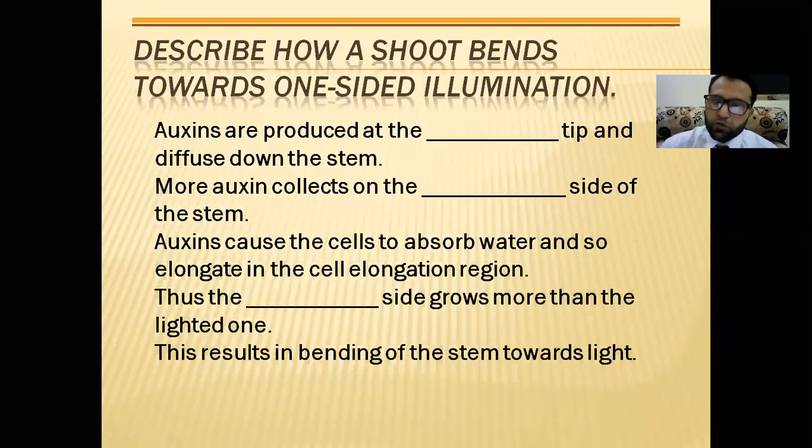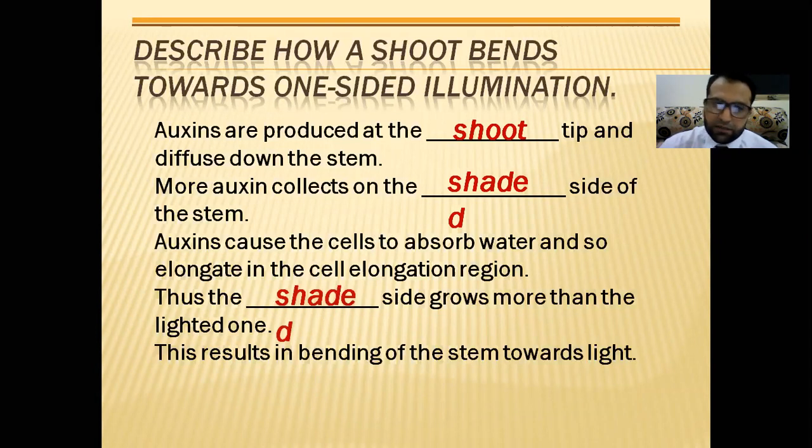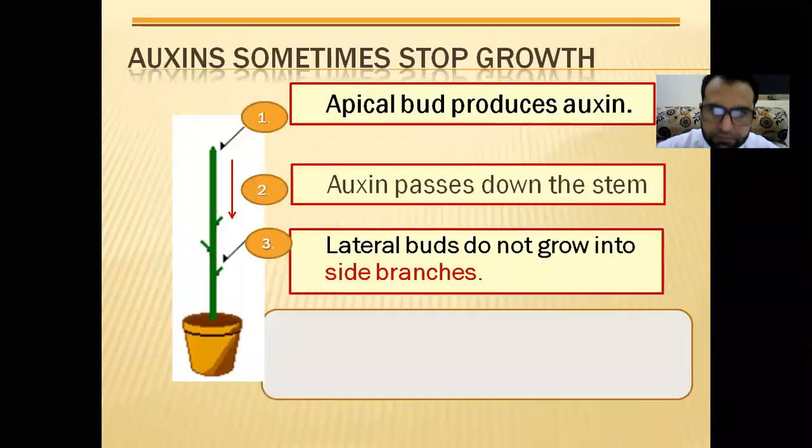Auxins are produced at the shoot tip and diffuse down the stem. More auxin collects on the shaded side of the stem. Auxin causes the cells to absorb water and so elongate in the cell elongation region. Thus, the shaded side grows more than the lighted one. This results in bending of the stem toward the light.